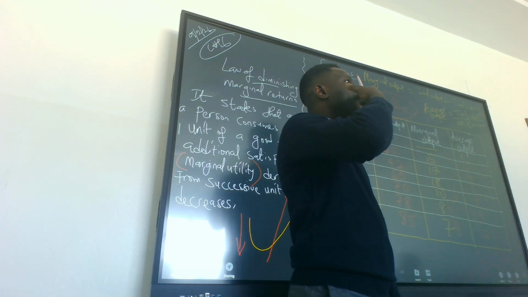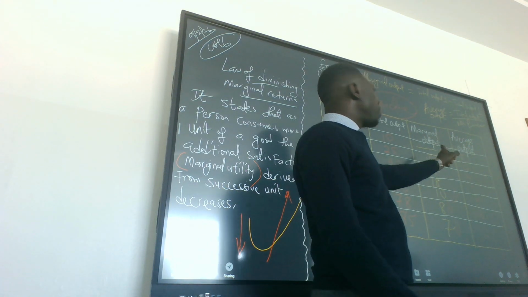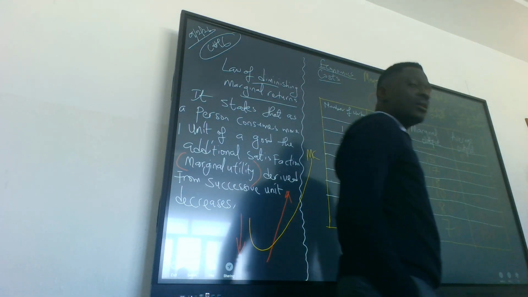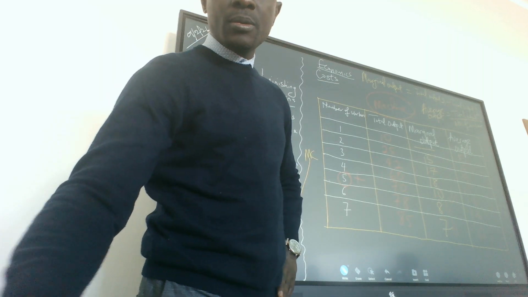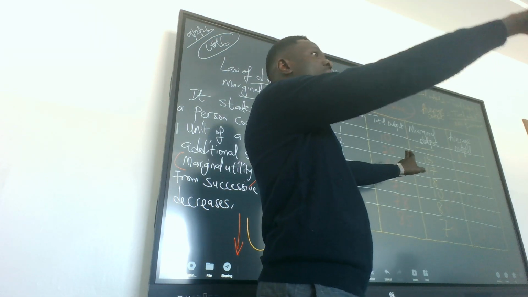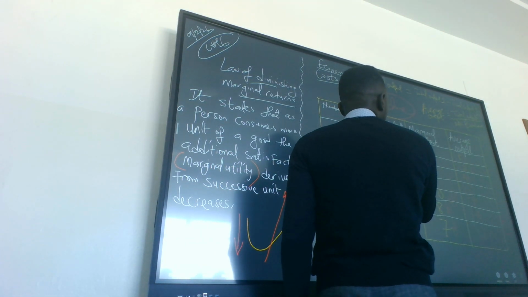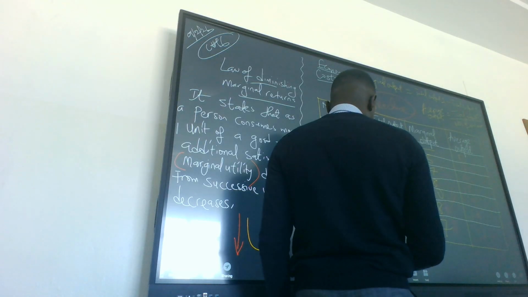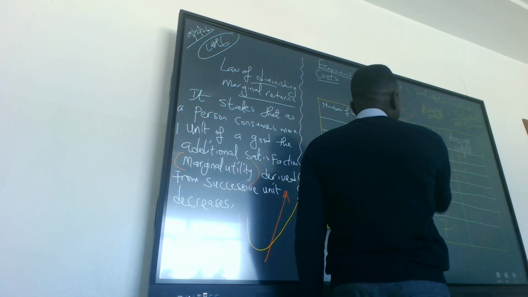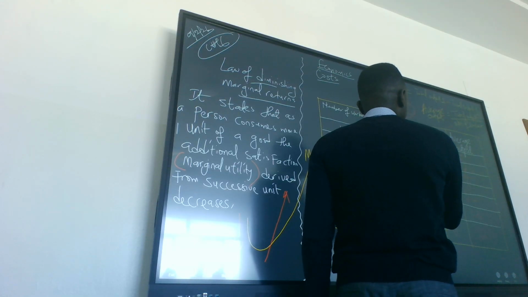Can you repeat how to work out marginal output? Sure. For marginal output, it is total output 2 minus total output 1. So this is 1. This is 2.